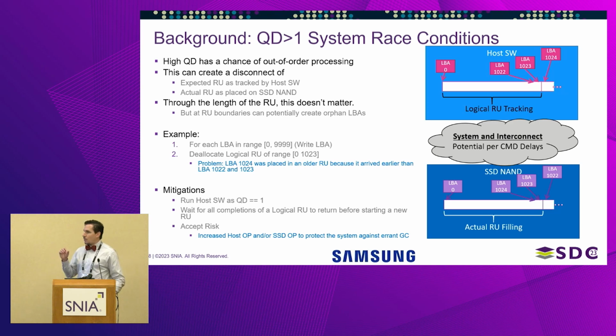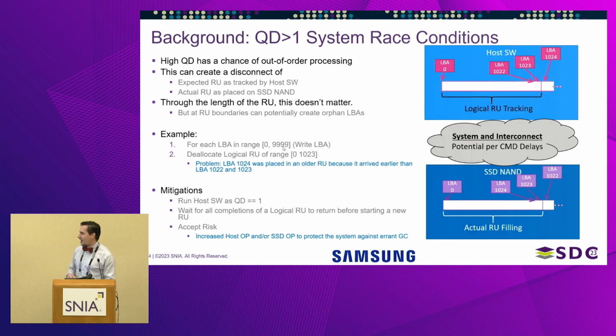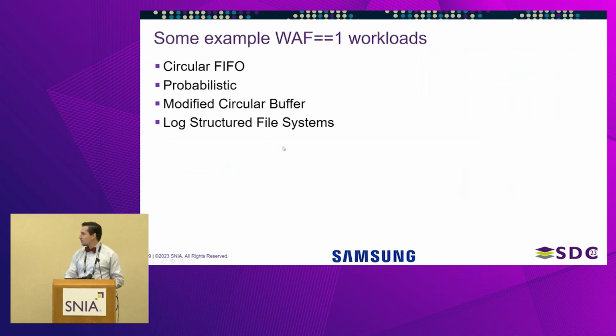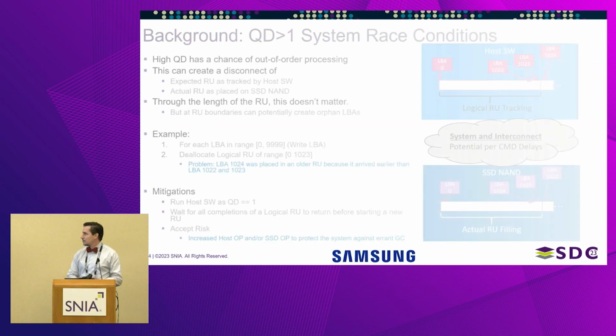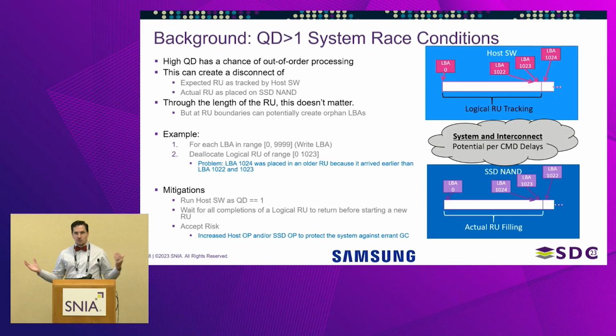And so even though the host, in this example, tries to write sequentially, here on the host side I have an example where the host is writing and tracking a logical RU, what it thinks is happening inside the drive. And it says, well, I've just written 0 to 9999. So it's thinking that it's writing sequentially, and logically that may be happening in the host software.